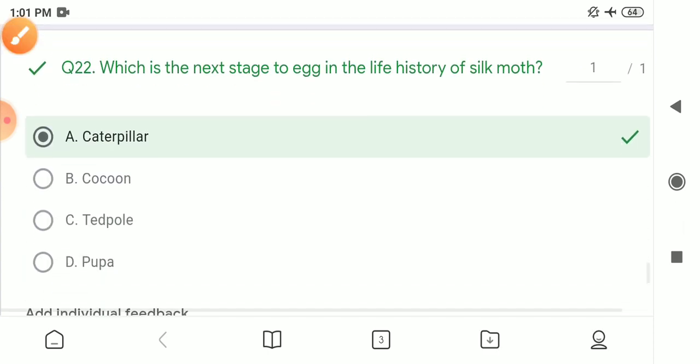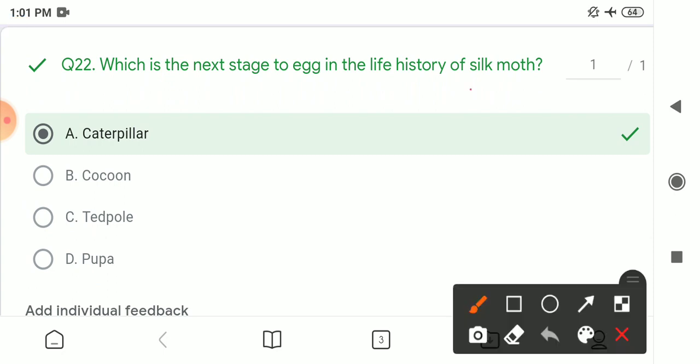Next is 22nd number, which is the next stage after egg in the life history of silk moth? The options are caterpillar, cocoon, tadpole, or pupa. So here your answer is option A, caterpillar. After the egg, the next stage in the life history of silk moth is caterpillar.